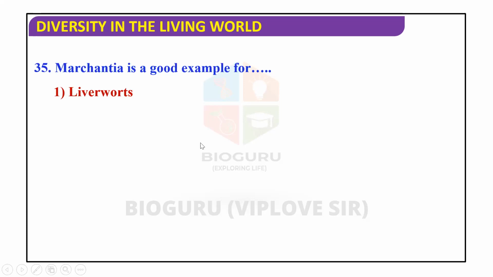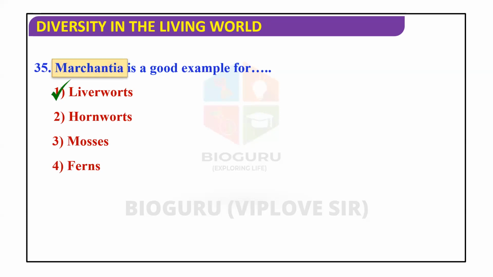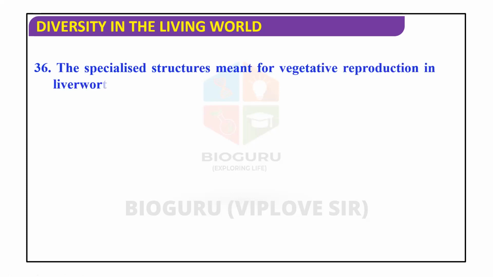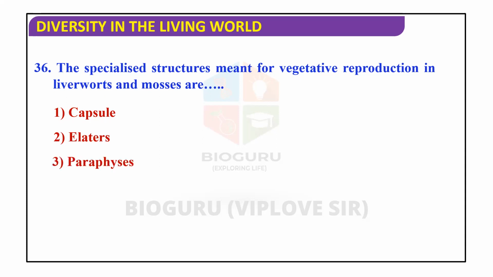Marchantia is a good example for liverworts, hornworts, mosses, or ferns. Very good. It is liverworts. Now, the specialized structures meant for vegetative reproduction in liverworts and mosses are capsule, elaters, then paraphysis or gemma. The right answer is gemma.